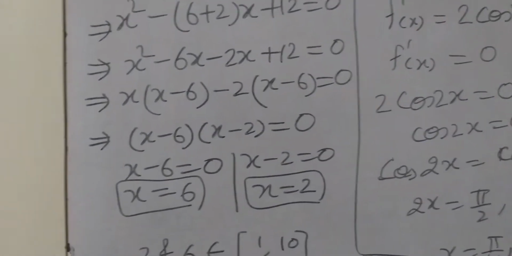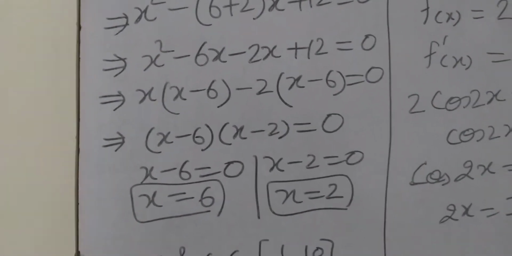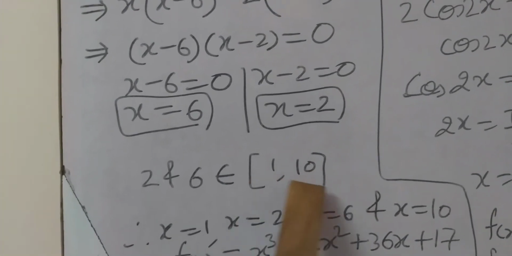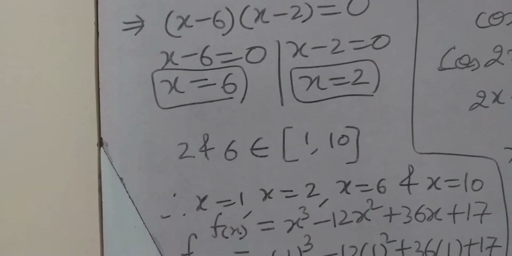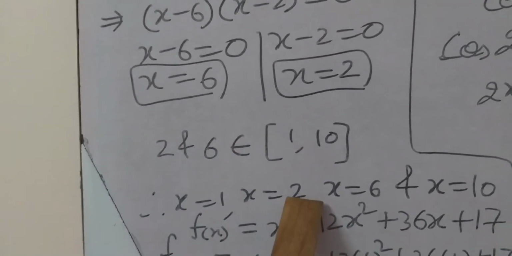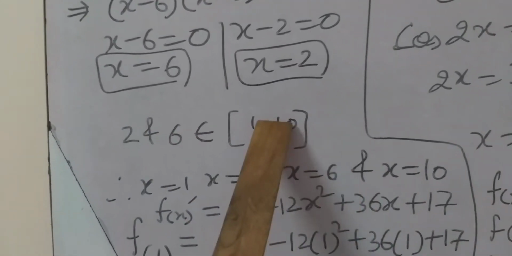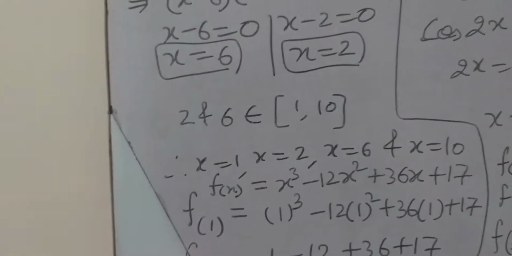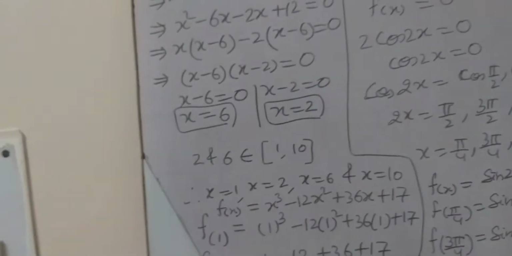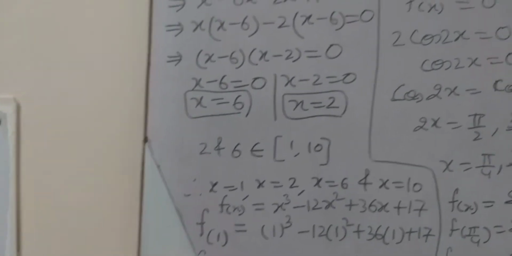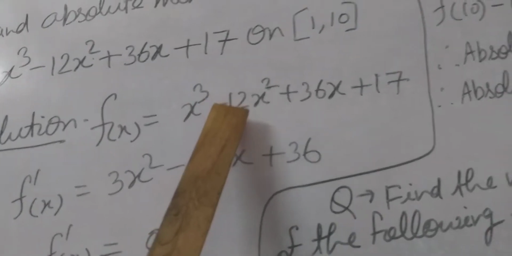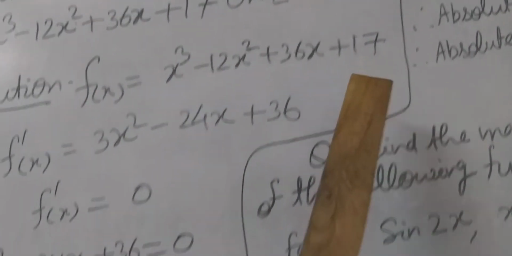So students, we have got 2 points here, 2 and 6. Now we can see that 2 and 6 both belong to the closed interval 1 to 10. So we have got 4 values: x equal to 1, x equal to 2, x equal to 6 and x equal to 10. On these 4 values we have to check the value of the function. So this is the function which is given to us: f(x) equals x cube minus 12x square plus 36x plus 17.